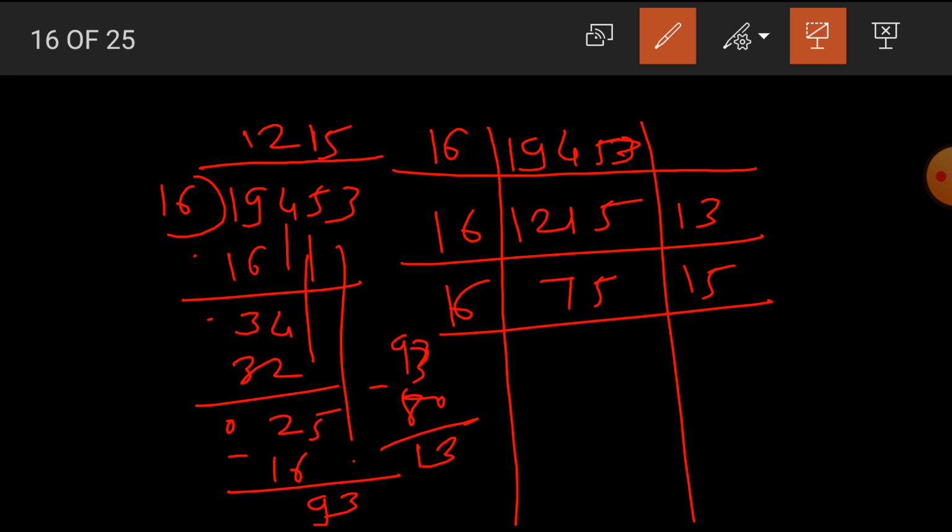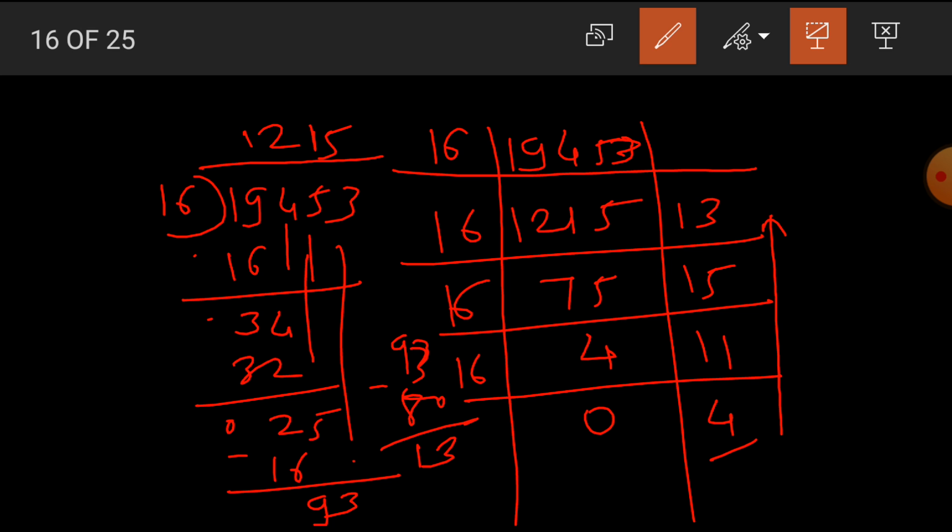We get the quotient as 16 into 4 is 64, and we get the remainder 11. Again we have to divide this 4 by 16. We get the quotient as 0 and the remainder as 4. Hence we get the code 4, 11, 15, 13. 11 means we get B, 15 means we get F, and 13 means we get D.